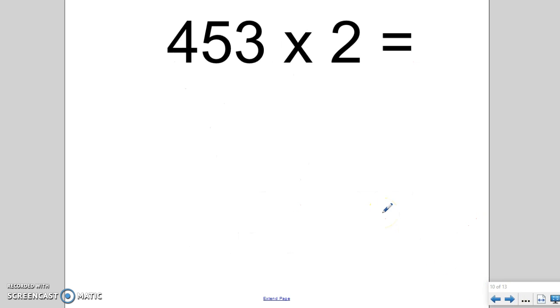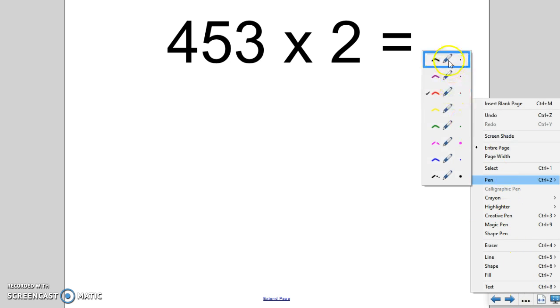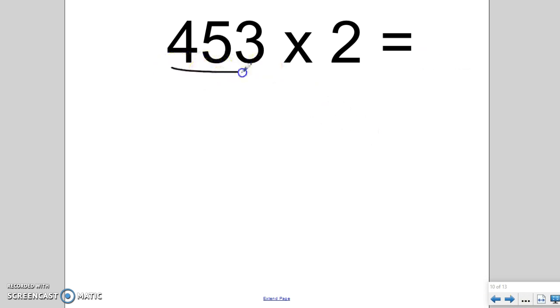So let's look at what it looks like when I'm not doing a 2 by 1. Let's look at what it looks like when I'm doing a 3 by 1. So here I have to put 453 in expanded form. That is 400 plus 50 plus 3. And again, if I'm putting 2 in expanded form, that would just be 2. So now I have a 3-digit number by a 1-digit number.